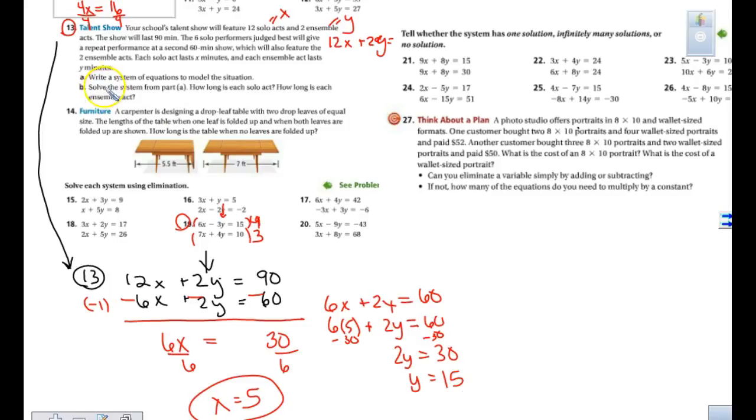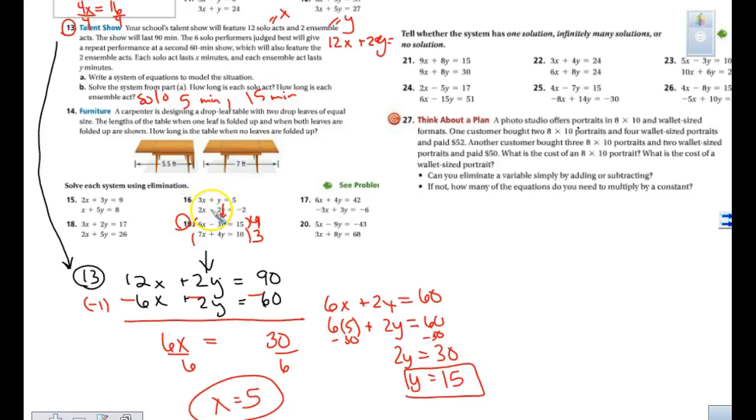So the question says, write an equation, and we're trying to look at how many minutes X is for each one performed. So our ensembles performed for 15 minutes, 15 minutes, and 5 minutes. So each song, 5 minutes for the solos that they were doing, and 15 minutes for the ensemble. Okay. Questions on that?